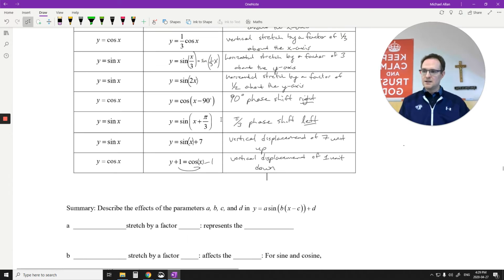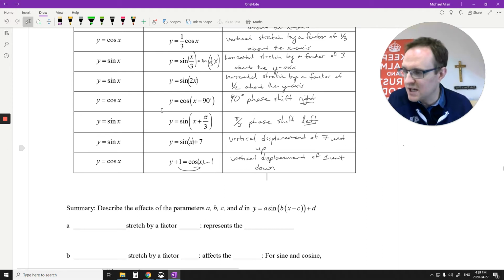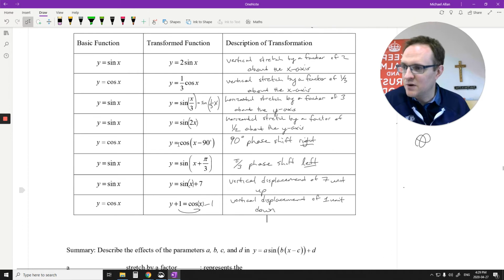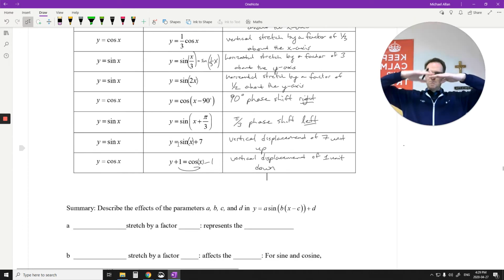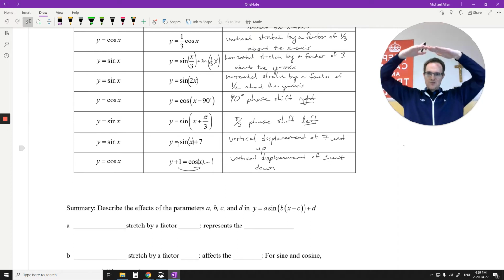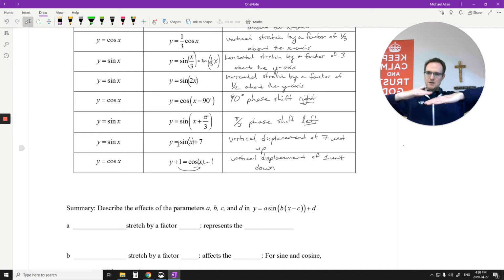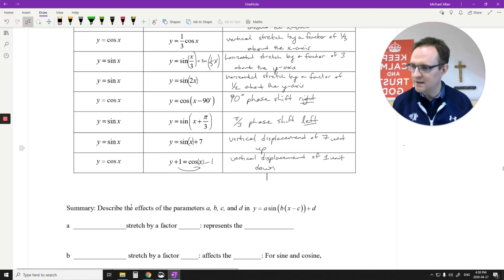Now, the only thing that I really have to worry about is the D value. Moving this graph up and down is going to change my range a bit from what it was before. It used to be just, if my midline's right here, my amplitude up and my amplitude down, that's my range. But if I move my midline upwards or downwards because of my D value, so does my range. So my whole range is going to move up and down with it.